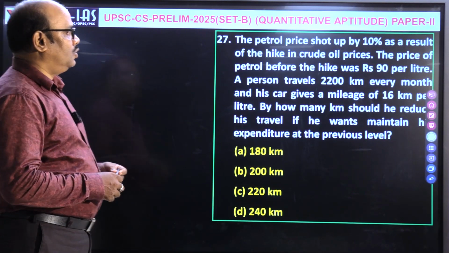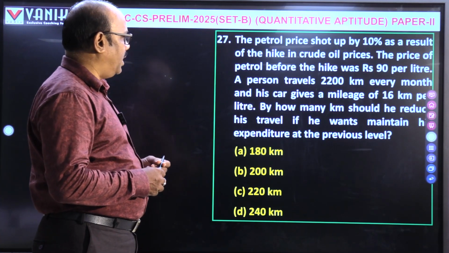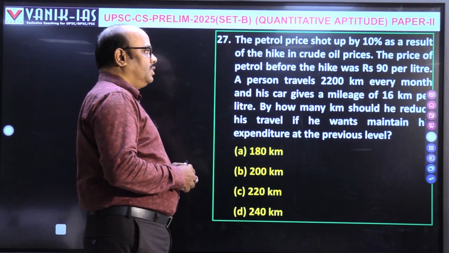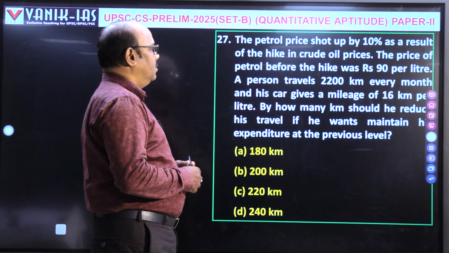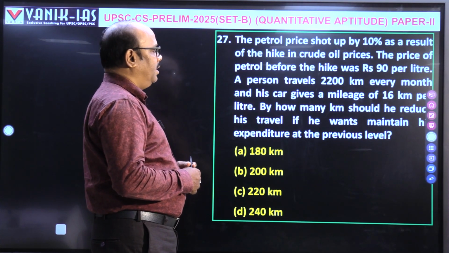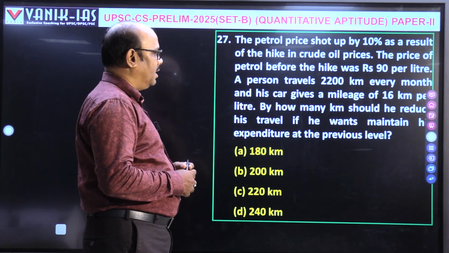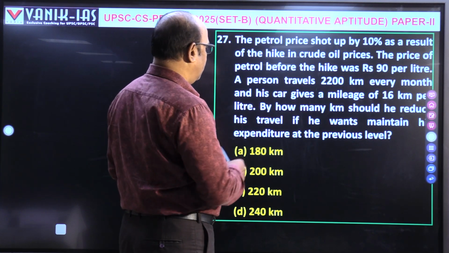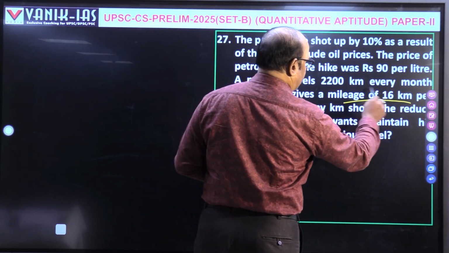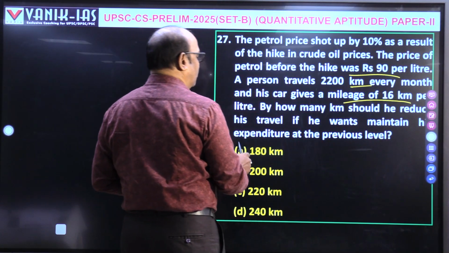The petrol price shoots up by 10% as a result of the hike in crude oil prices. The price of petrol before the hike was rupees 90 per litre. A person travels 2200 km every month and his car gives a mileage of 16 km per litre. And this data is unnecessary. It is not required for this question.